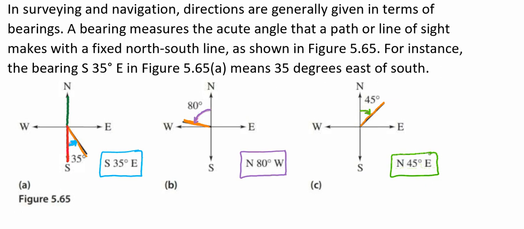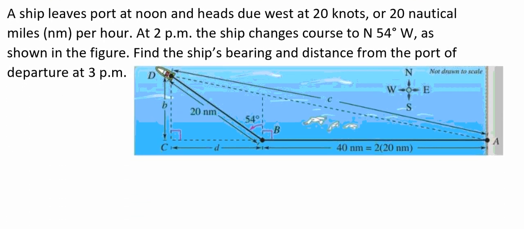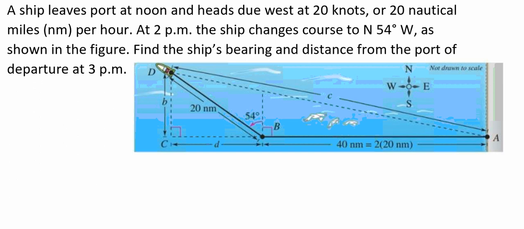Let's do an example that involves a bearing. In this example, a ship leaves port at noon and heads due west at 20 knots, or 20 nautical miles per hour. At 2 p.m., the ship changes course to north 54 degrees west, as shown in this figure. So we want to find the ship's bearing and distance from the port of departure at 3 p.m.